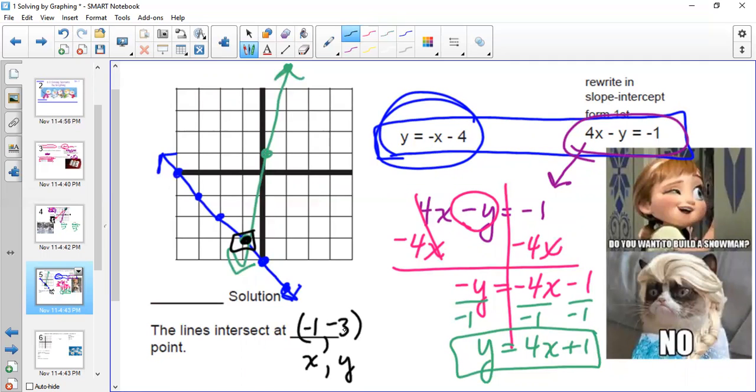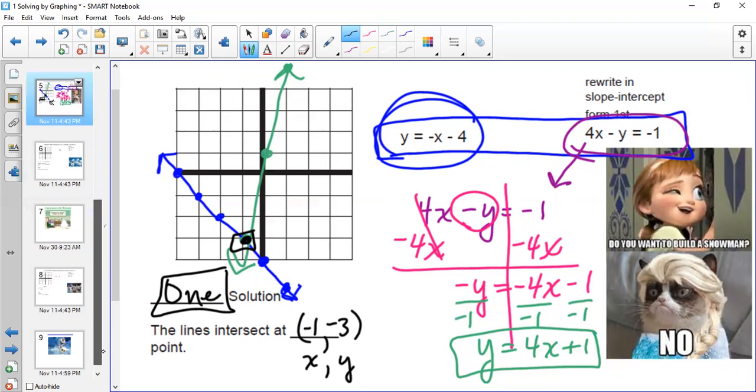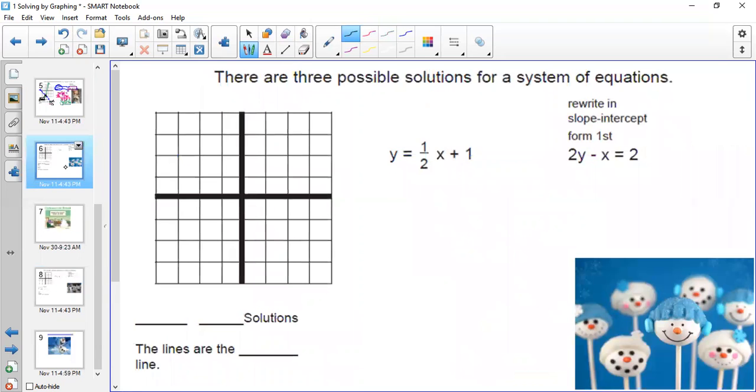Now, how many solutions does this have? 1, because most of the time it is going to be the one, the only point where they intersect. However, there are a few special cases, so let's look at some of those. All right, I'm going to graph this first one. It's already in slope-intercept form, so I can graph it right away.